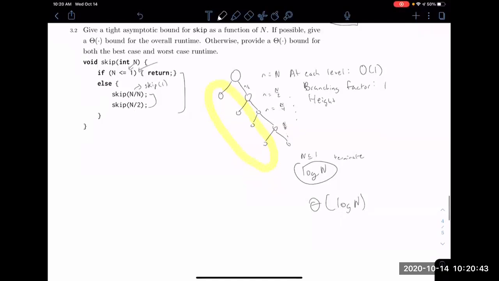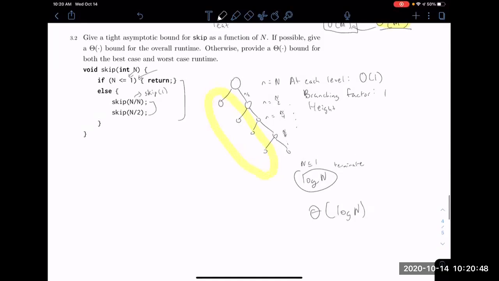And this is also the best and worst case runtime. There's no way to short circuit your way out of this. You have to call skip n over 2 if n is greater than 1. You can't really just not do that step. So cool.